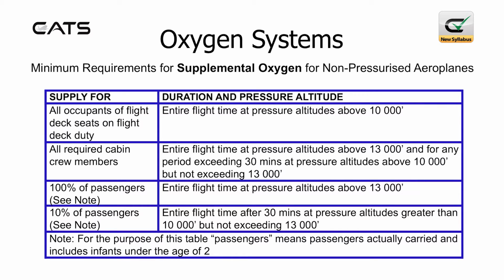All required cabin crew members, entire flight time at pressure altitudes above 13,000 feet and for any period exceeding 30 minutes at pressure altitudes above 10,000 feet, but not exceeding 13,000 feet. 100% of the passengers, entire flight time at pressure altitudes above 13,000 feet. 10% of the passengers, entire flight time after 30 minutes at pressure altitudes greater than 10,000 feet, but not exceeding 13,000 feet.